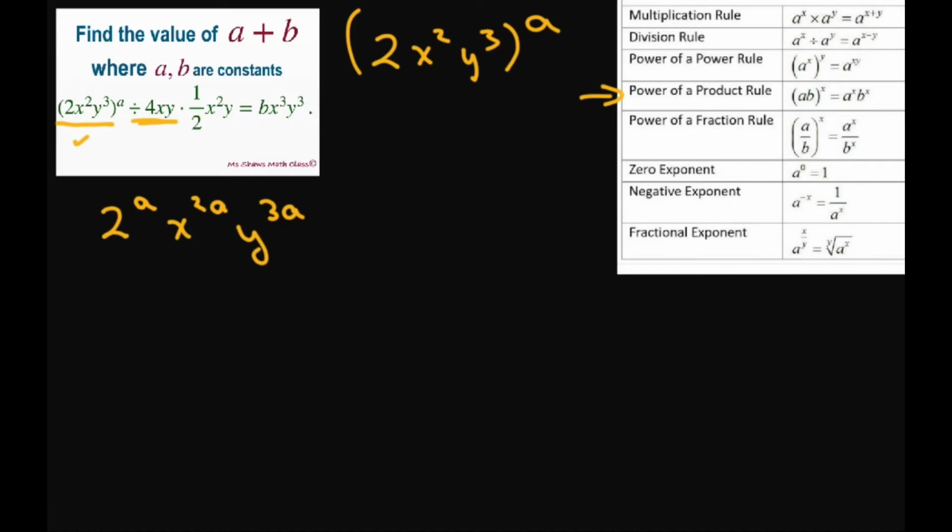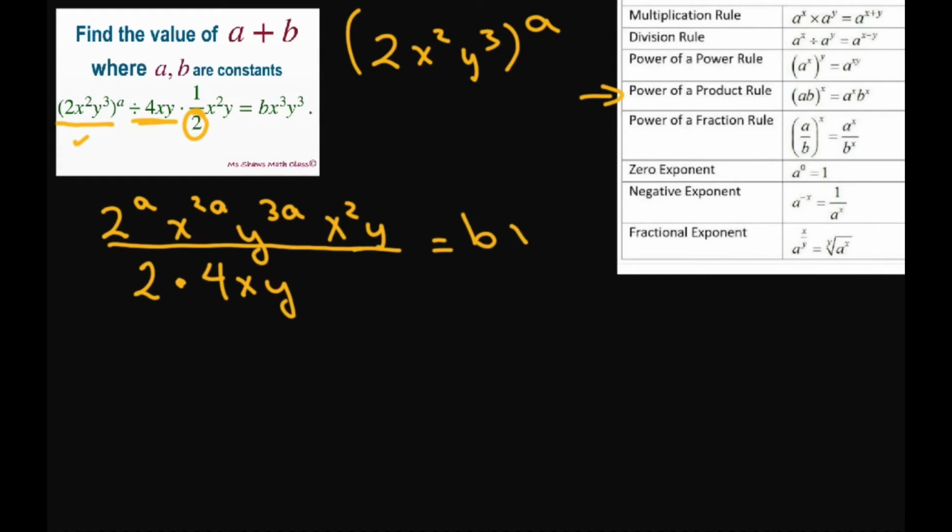This is divide. So I'm going to put this in the denominator, 4xy. Also, this 2 is 1 half. This 2 is in the denominator, so put this 2 right here. And then the rest, I think I can just copy down. Yeah, so we can just copy the rest down.